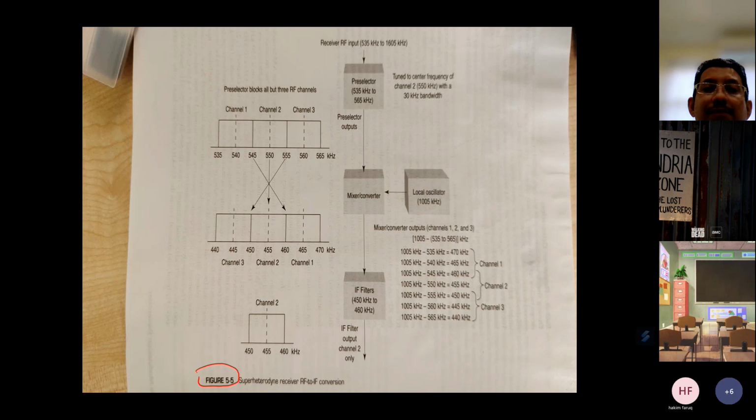So ini adalah apa yang berlaku dalam super heterodyne receiver. So ini dalam example Wayne Tomasi's book. Okay, nanti you boleh buka bukunya. So kalau dilihat di sini, atas ni ada pre-selector, kemudian ada mixer converter di sini, kemudian ada IF filter. Okay. So dikatakan di sini daripada antena, dia receive RF signal daripada 535 kHz sehinggalah 1605. So this is the AM standard, AM band.